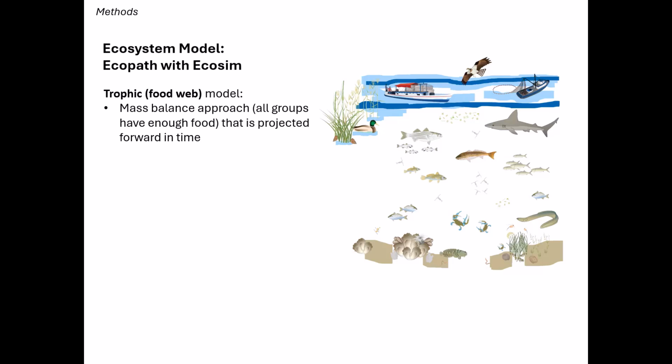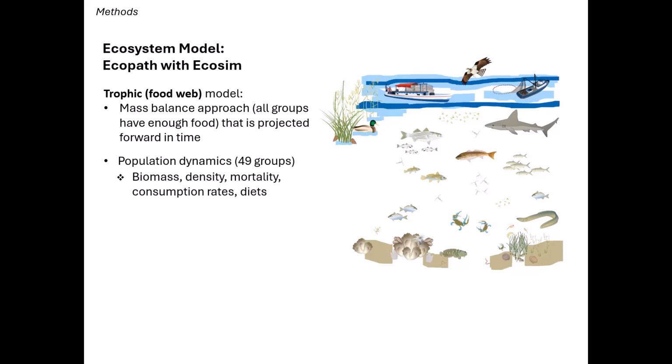The model is focused on food web and predator-prey interactions, and it takes a mass balance approach at its core. It assumes that all those groups that are present here have enough food, and that as we go forward in time, that assumption continues to be true. And that's not an unreasonable expectation based on historical presence of these species.